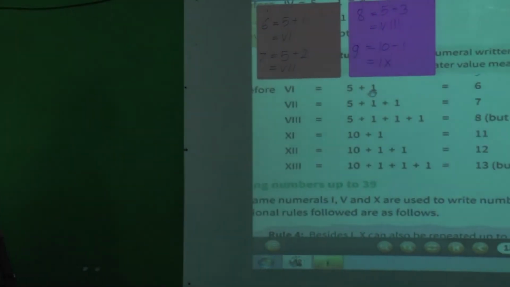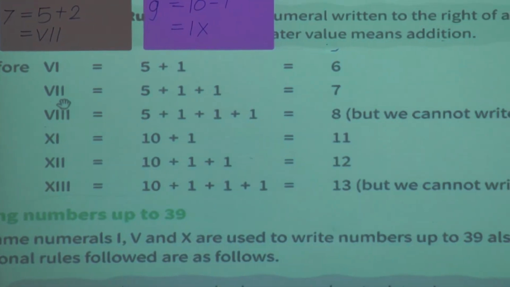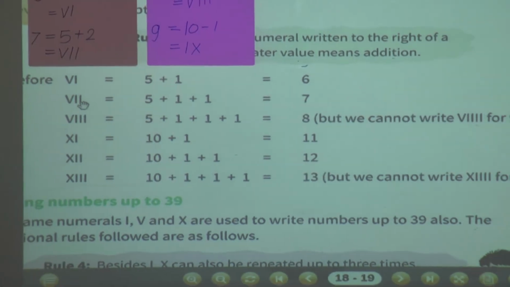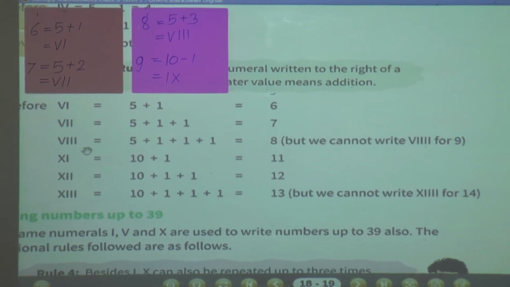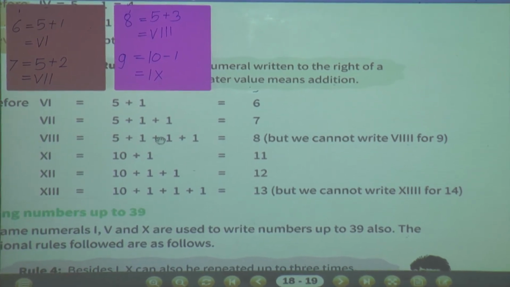Now children, see here. VI is equal to what? V means 5, isn't it? Look at the board. V is equal to 5. VI means 5 plus 1, so VI is equal to 6. Now here V double I. V means 5, plus double I means 2, 5 plus 2 is equal to 7. Now here V triple I means what? V means 5, I means 1, again I is there, and again one more time I is there, 3 times I is there. So 5 plus 1 plus 1 plus 1 is equal to 8.